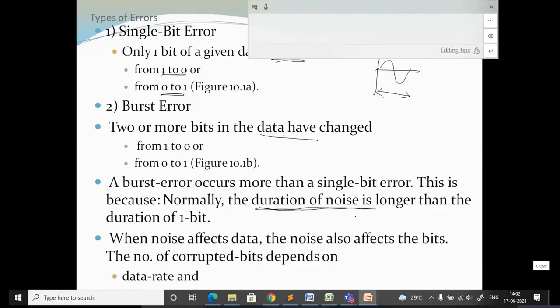I'll give one example here. When noise affects the data, it also affects the bits. Data is nothing but a group, a set of bits. When I say it affects the data, it means some bits got corrupted. The number of corrupted bits depends on the data rate and the noise duration.